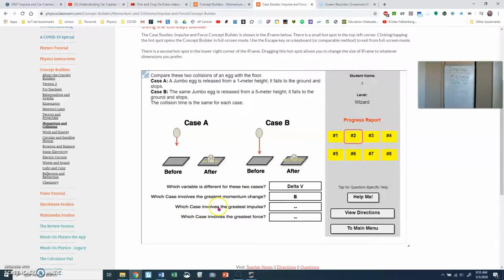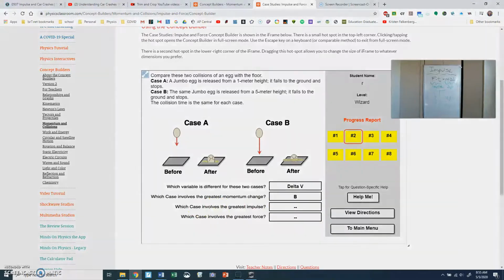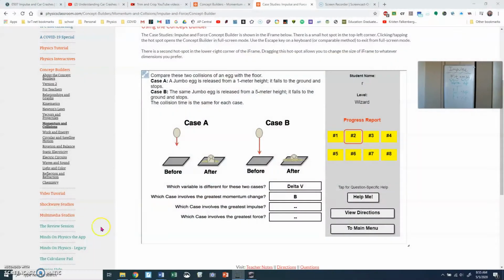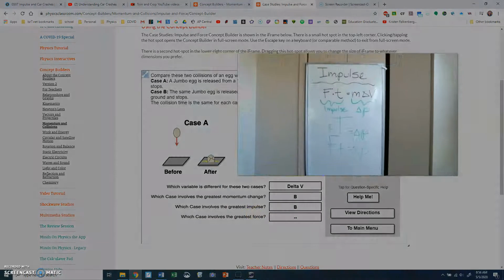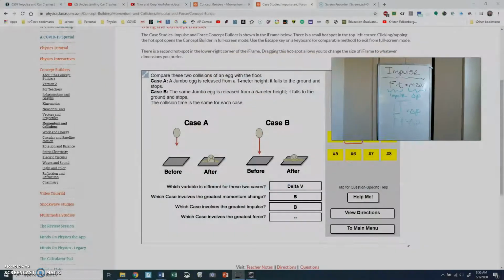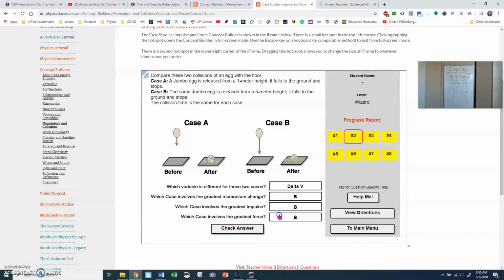Which case involves the greatest impulse? Let's remember this formula: impulse is equal to the change in momentum. So which one has the greater change in momentum? That would have the greater impulse, right? This side is equal to that side. This side equals change in momentum. This side is the impulse. So if I go back, which case involves the greatest impulse? Well, the one with the greatest momentum change. And which case involves the greater force? Well, since one has a greater momentum change and they have the same time, it has to be object B. Okay? Both the same.